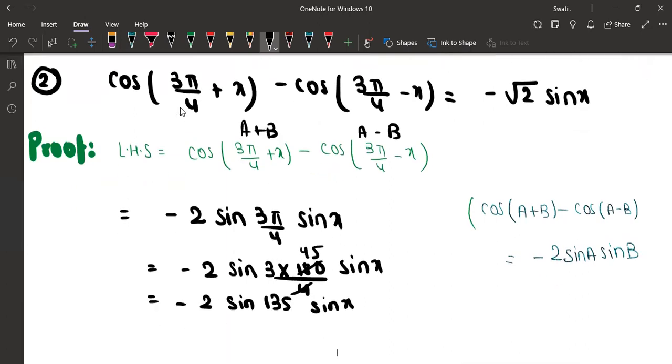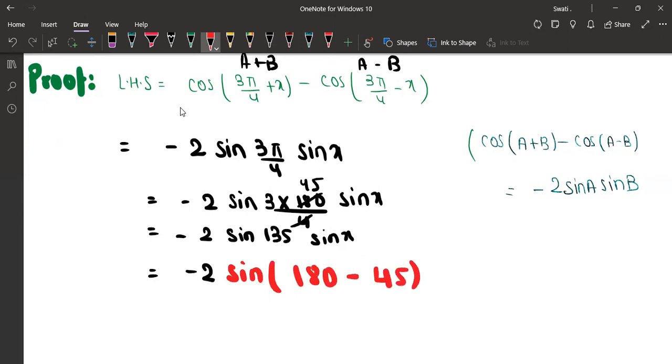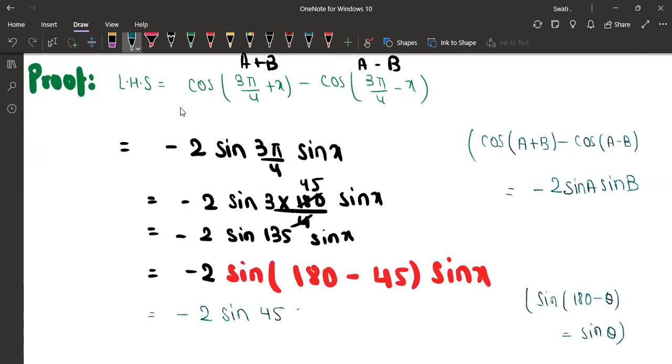Here again, we are going to use a formula. So we can write down this 135 as minus 2 sine 180 minus 45. Of course, 180 minus 45 is giving us 135, right? So I can write down that, and I'm writing this sine x as it is. Okay. Now, this will become minus 2 sine 180 minus theta. We have a formula for this. Sine 180 minus theta is sine theta. So using this formula, it will become sine theta, that is 45. So sine 45, and then sine x as it is.